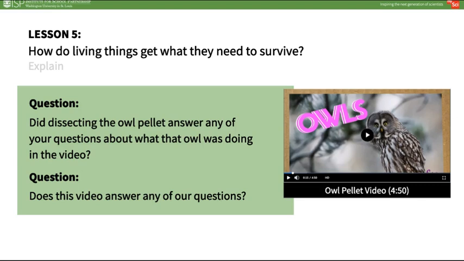In the Explain portion of the lesson, start by asking students if there are any questions they had about what the owl was doing in the video that were unanswered by dissecting the owl pellet. What does the owl pellet tell us about how an owl gets what it needs to survive? After students watch this video about what owl pellets are, ask if any other questions they had were answered, and allow them to think, pair, share.